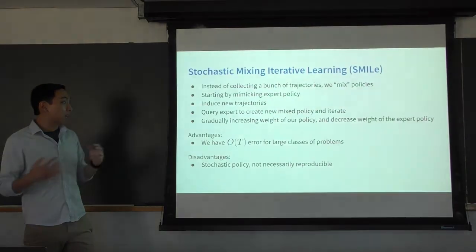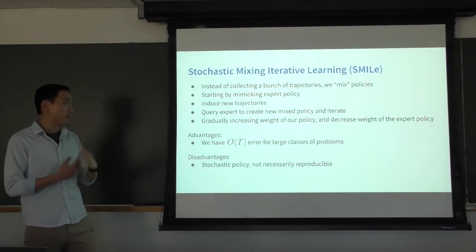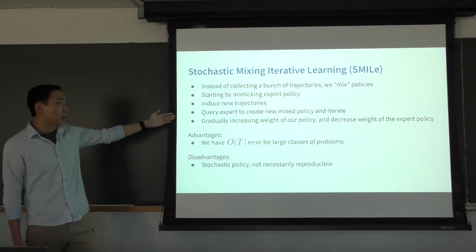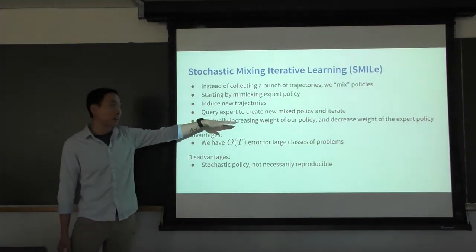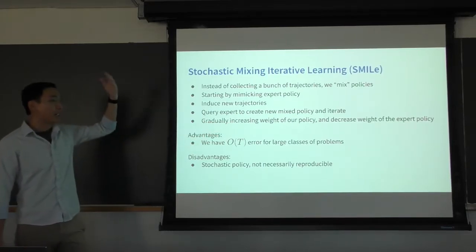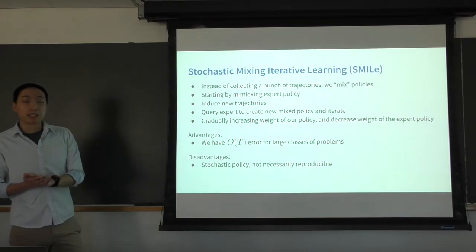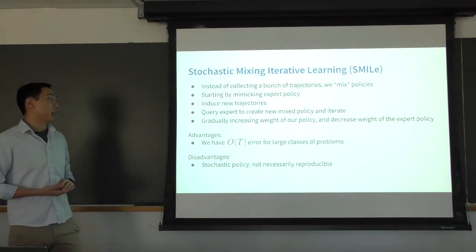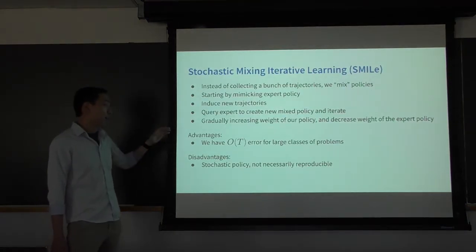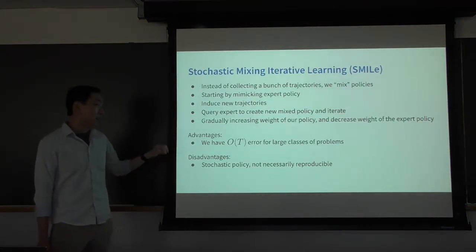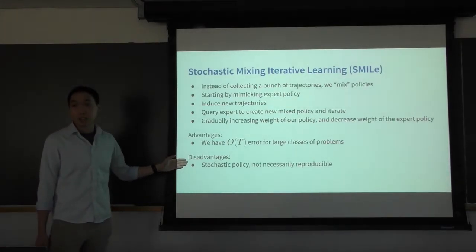By asking the expert, you can create a new policy, and you take that policy and the old policy, and you mix them. What people usually do is start off completely following the expert policy, but as you train, as you iterate, you decrease the weight of the expert policy and increase the weight of our policy. Similar to the previous two cases, we have linear regret error for a very large set of problems, but there are also disadvantages.